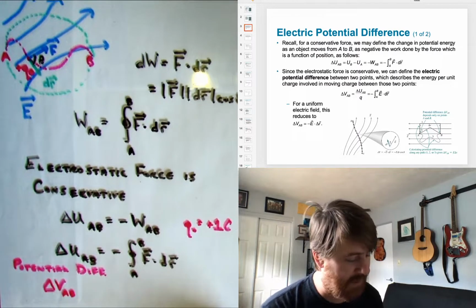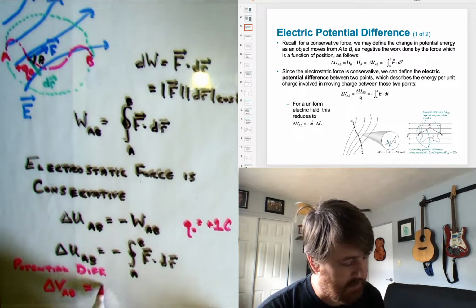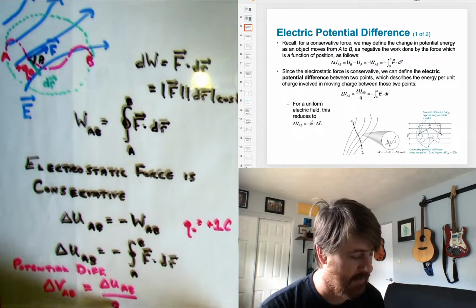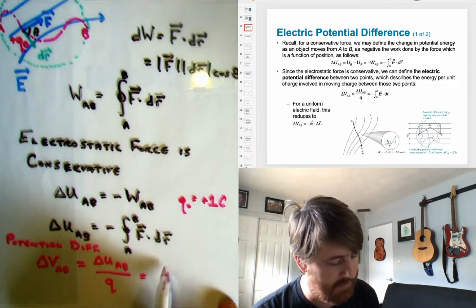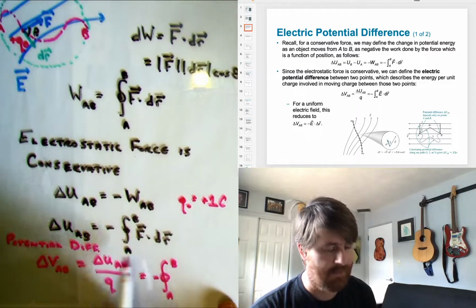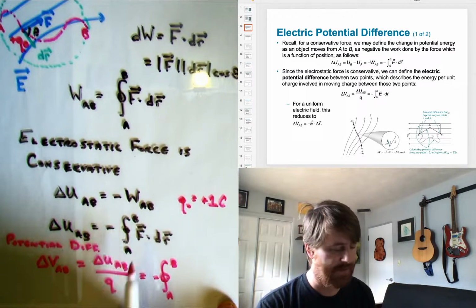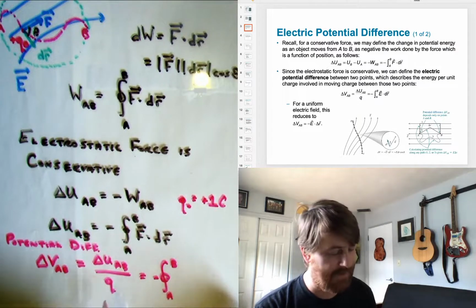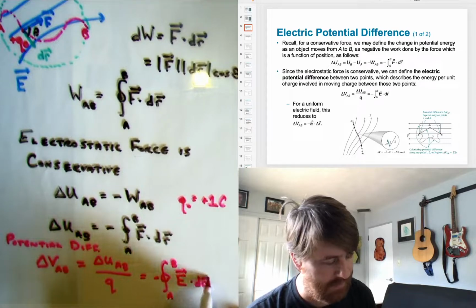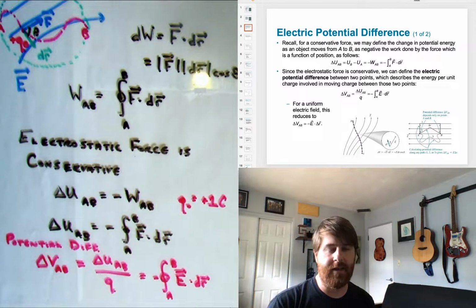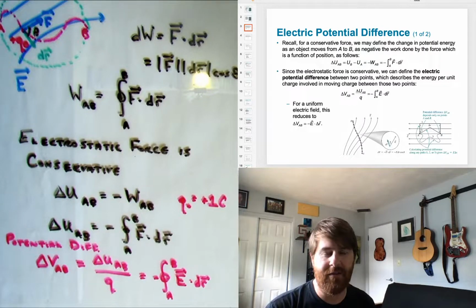Potential difference, delta V_AB, is delta U_AB divided by q, divided by the charge that we actually moved. What does that mean? That means take the integral, and instead of using force, we should use force divided by q, which is the electric field, E dot dr. So the potential difference is the change in potential energy per unit charge.